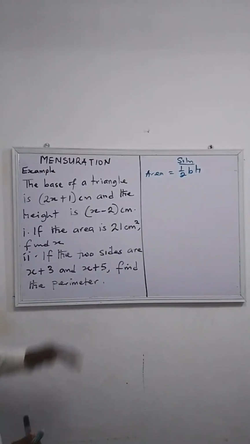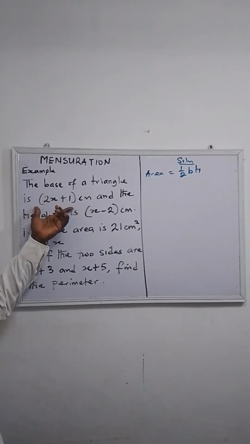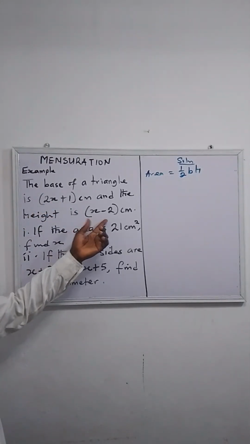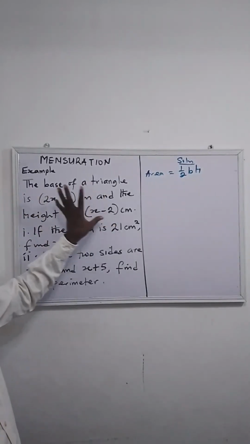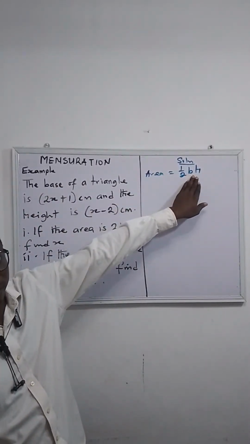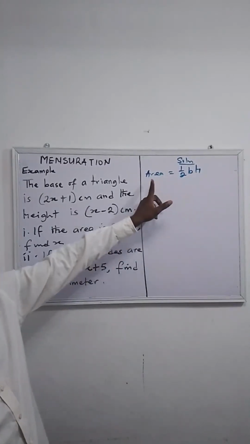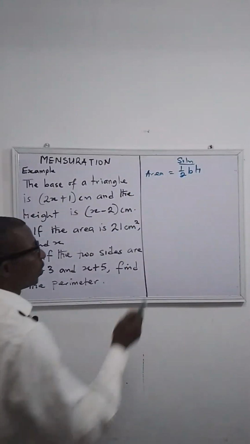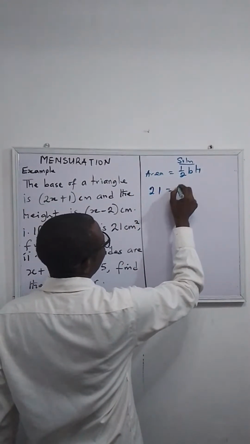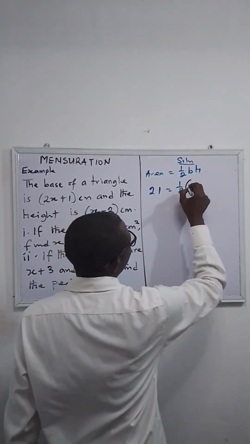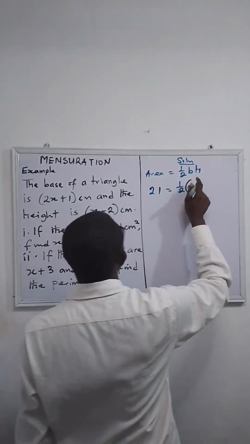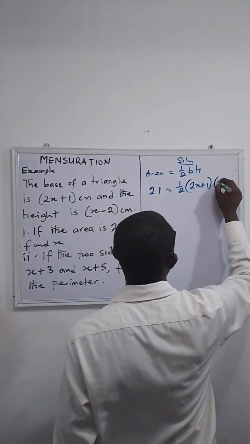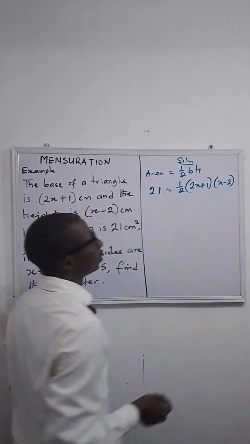Now in the question we have been given that the base is 2x plus 1, the height is x minus 2. All you need to do is plug in the values, placing them where we have the height and the base. And the area too is 21. So let's plug everything in. We have 21 equals 1 over 2 times the base, which is 2x plus 1, times the height, which is x minus 2. Can you see that?